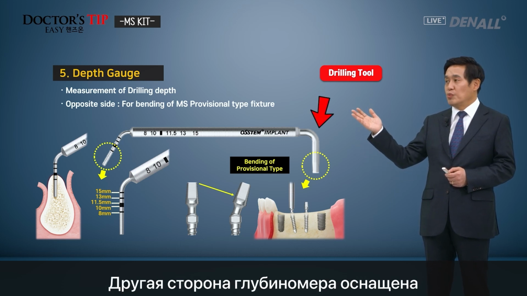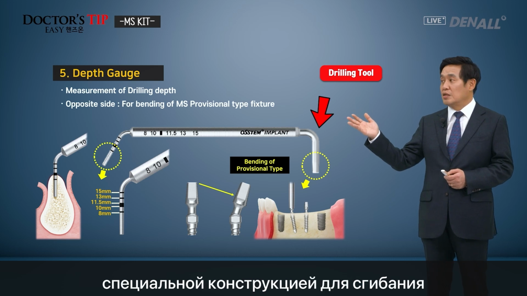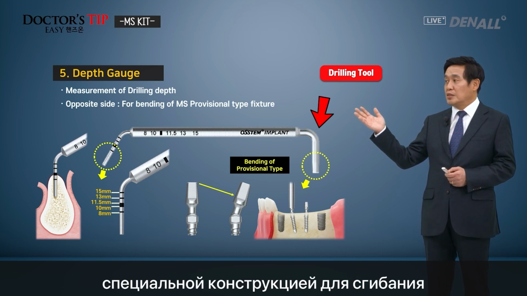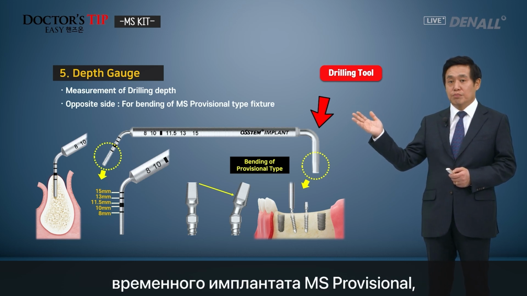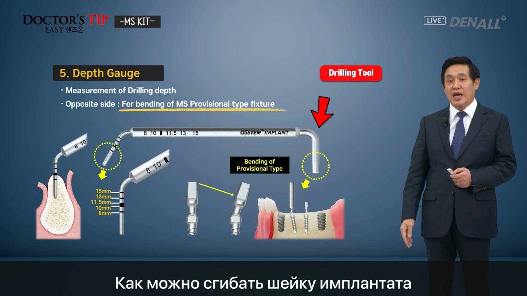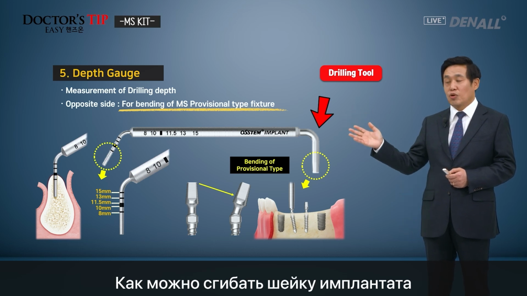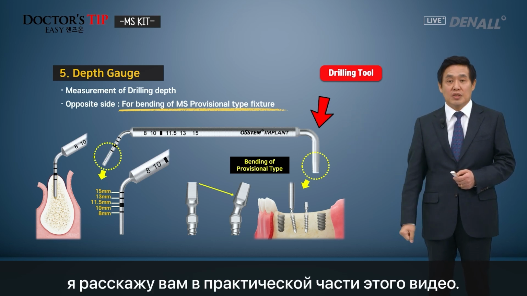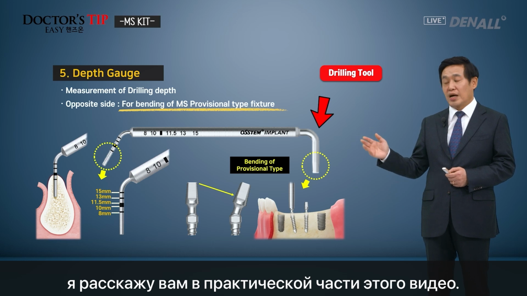And on the other side of the depth gauge, there is a special thing attached. This is for the provisional MS implant, for which the fixture could bend. So this is a tool for bending. On the opposite side of the depth gauge, you have that available. And how it's bent, I will tell you in the hands-on session.